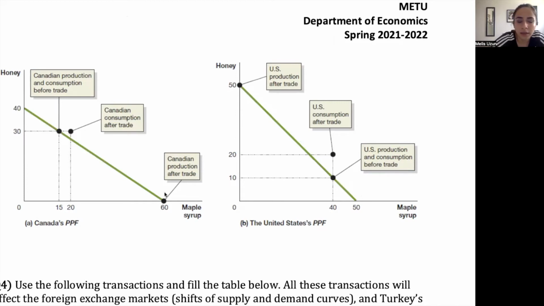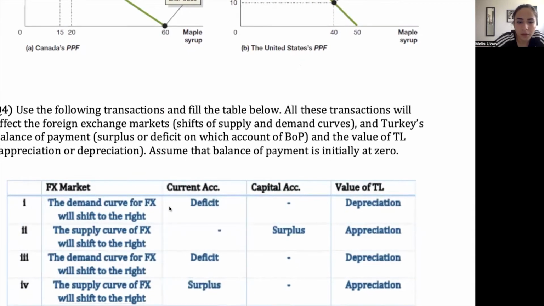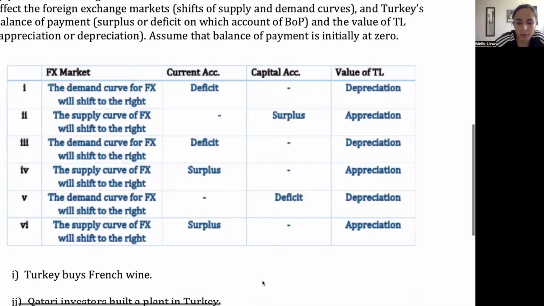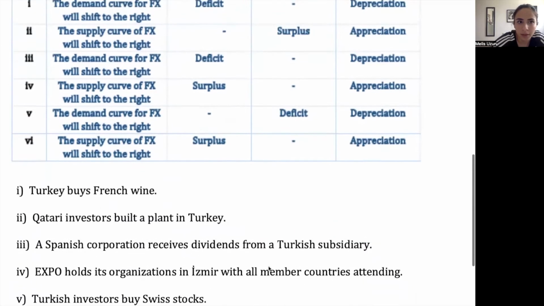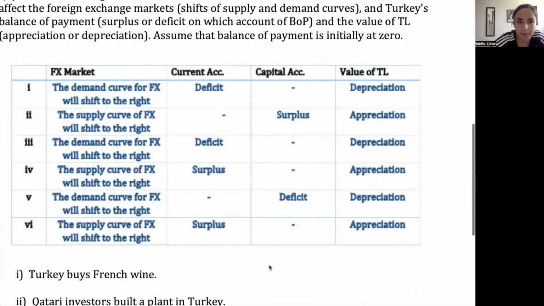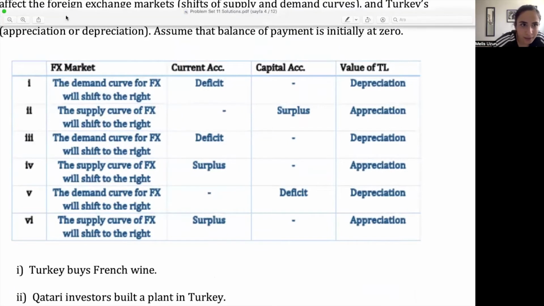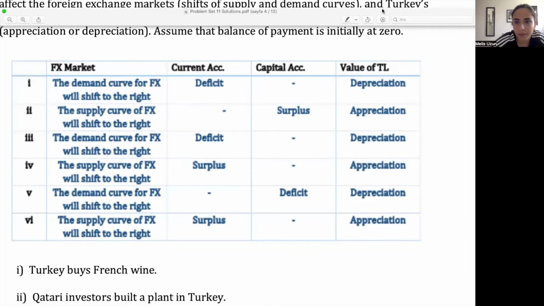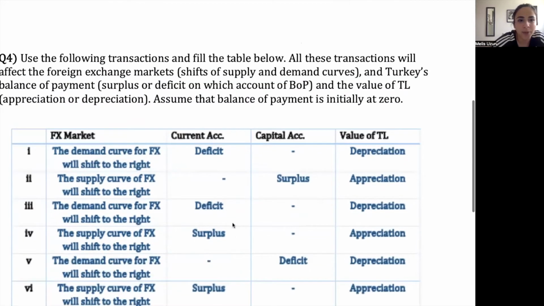So let's look at the third question. Let me make it a little bit bigger. I'm sorry, my computer. Okay, I cannot make it. There's a problem with my computer.